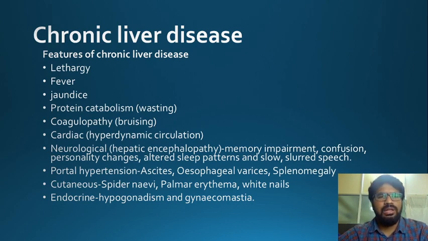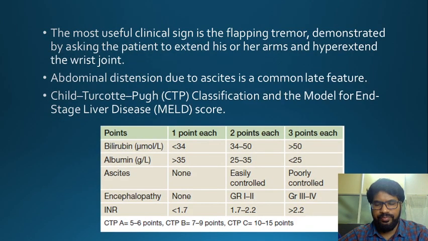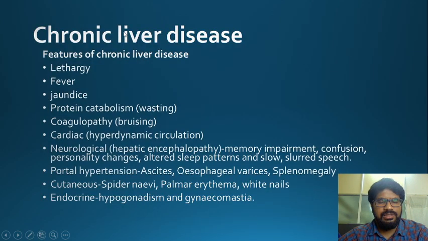So chronic liver disease, the features are lethargy and fever. The jaundice in acute liver failure, the onset of jaundice is very quick. But in case of chronic liver disease, lethargy and the fever, they come before the jaundice.